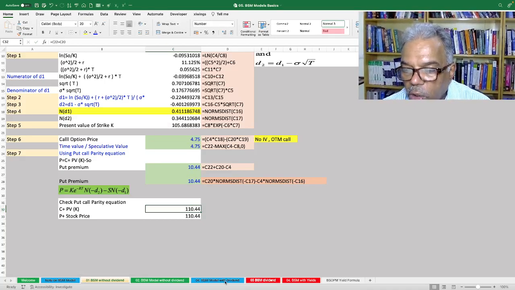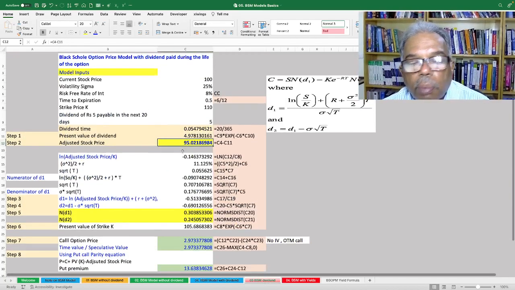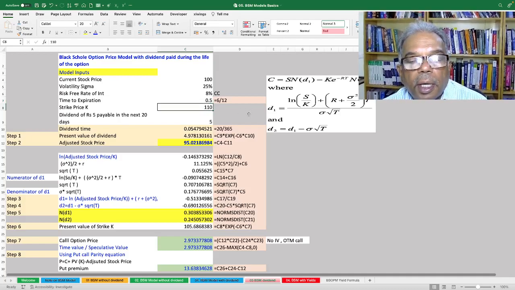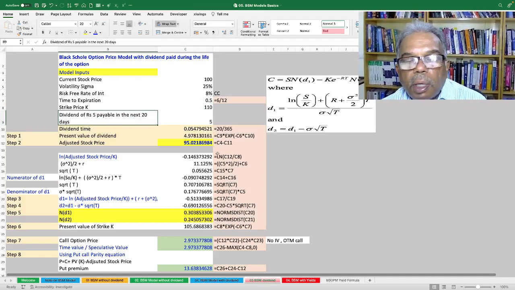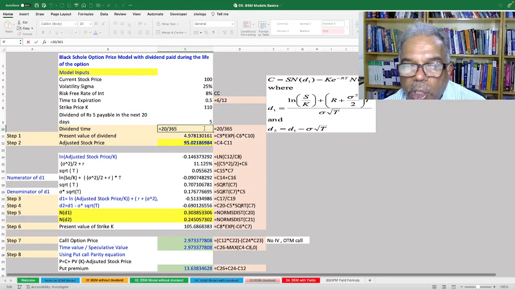Let's go into the next one: how do we calculate with the dividend? The same example, let's understand the same. The current stock price is 100, the volatility is 25%, the risk-free rate of interest is 8%, and the time to expiration is 6 by 12. The strike price is 110. Let's assume a dividend of rupees 5 is payable in the next 20 days. Now we have to calculate the time. Time is 20 days, meaning 20 divided by 365.